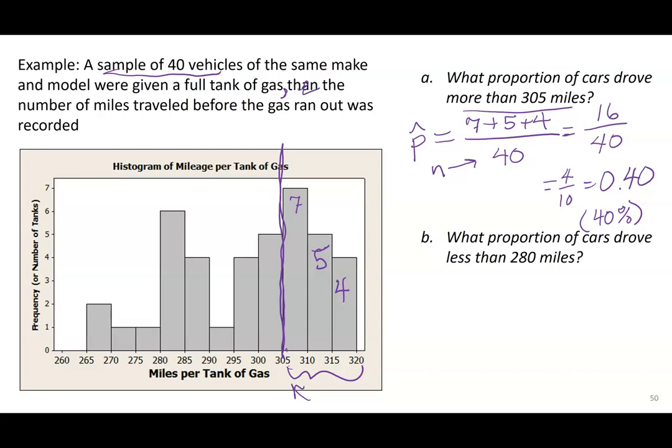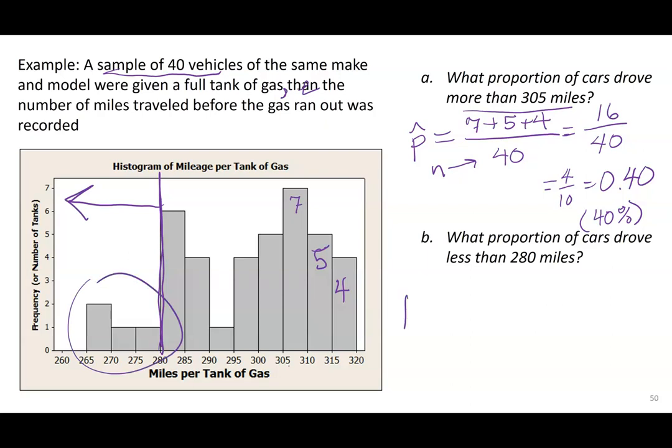Then for part B, I'm going to erase this here. It said what proportion of cars drove less than 280 miles. So 280 miles is right here. Less than goes this way, so I need to count up these 3 bars. This is still a p hat because it's a proportion from a sample, and it's still over 40 because the sample size is still 40. Now I need to add up these 3 bars. This looks like 2, 1, 1. So 2 plus 1 plus 1. Get 4 over 40.